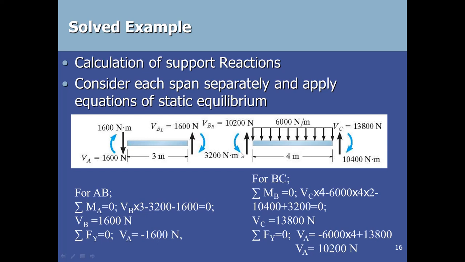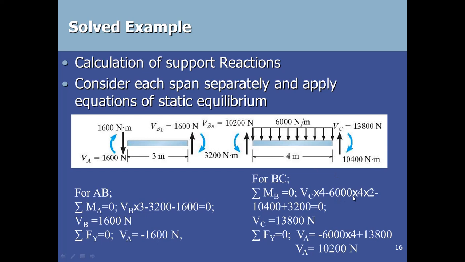Here 3200 Newton in this direction and 10,400 Newton meter in this direction. We are doing the same thing. Sigma MB, take the moment about any point, equal to 0. So VC into 4, we are taking moment at B.